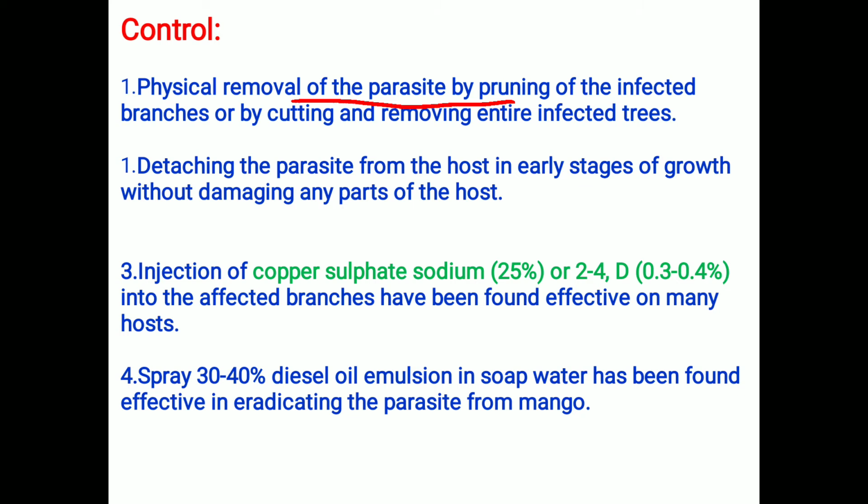The second is mostly the use of copper sulfate or injection of sodium 2,4-D at a rate of 0.3 to 0.4%, injected into the affected branches. They are having effective control. So this is very important for the control of that Loranthus.